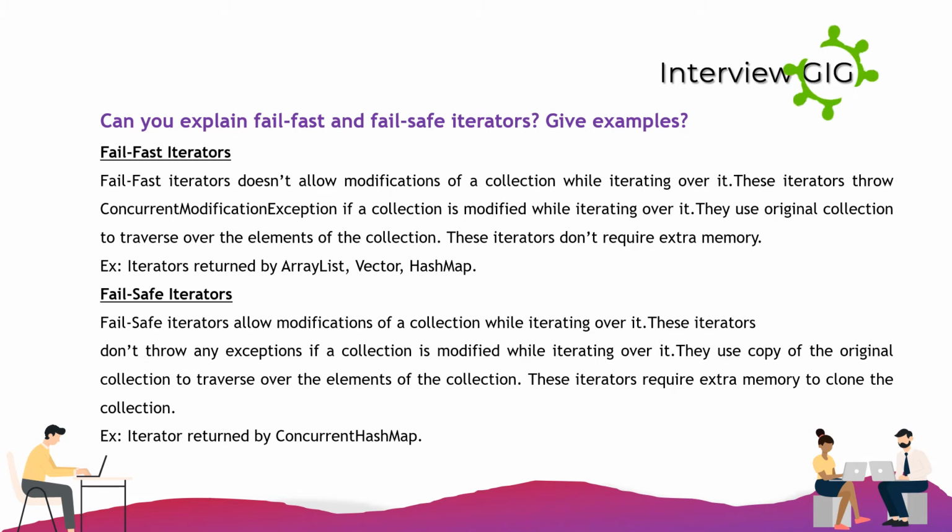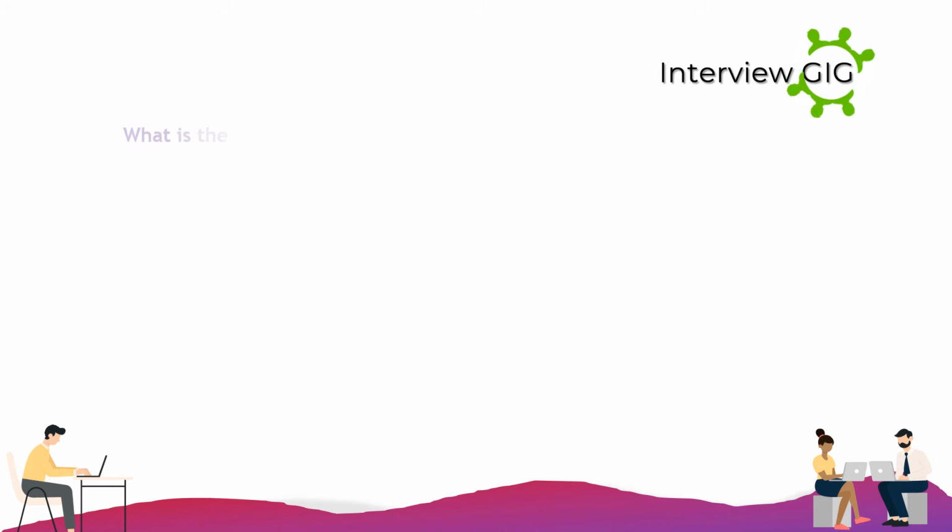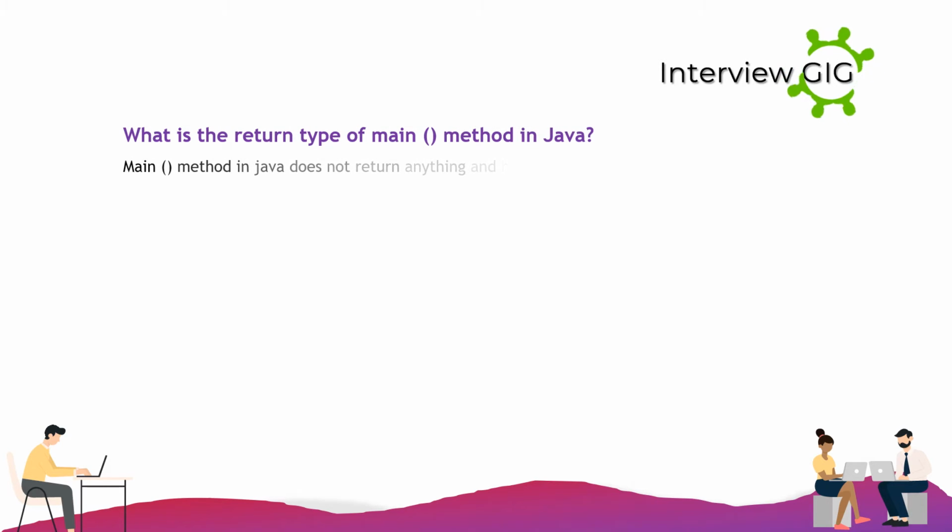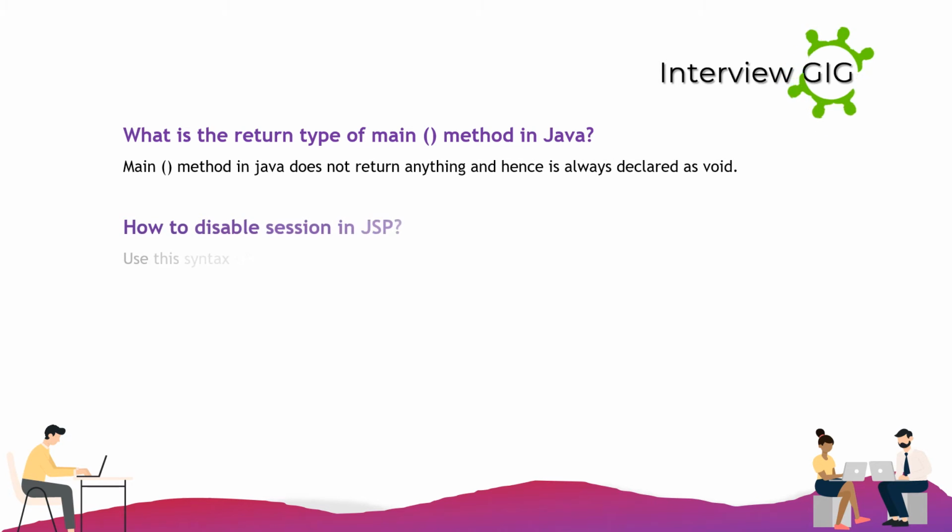Iterator returned by ConcurrentHashMap is fail-safe. What is the return type of main method in Java? Main method in Java does not return anything and hence is always declared as void. How to disable session in JSP? Use this syntax: <%@ page session="false" %>.